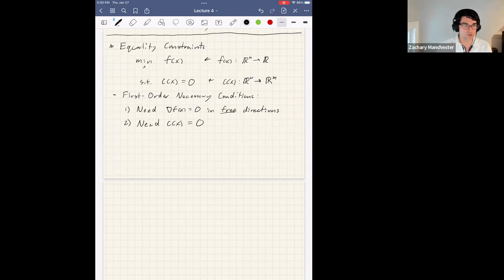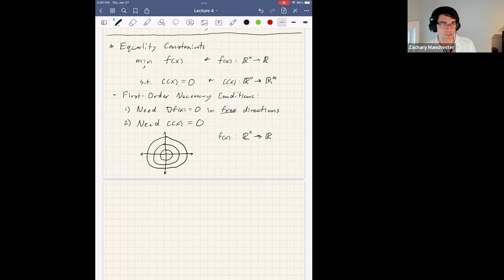Okay, so let's draw a little picture to motivate this a little bit. Let's say I have a 2D function f, so f of x is from R2 to R. And I'm going to draw level curves of this function. It's some kind of bowl shape, so here's the level curves of my bowl. And let's say it's got a minimum at the origin or whatever.